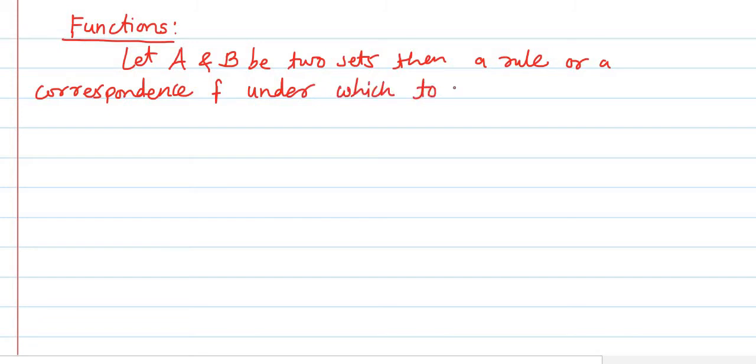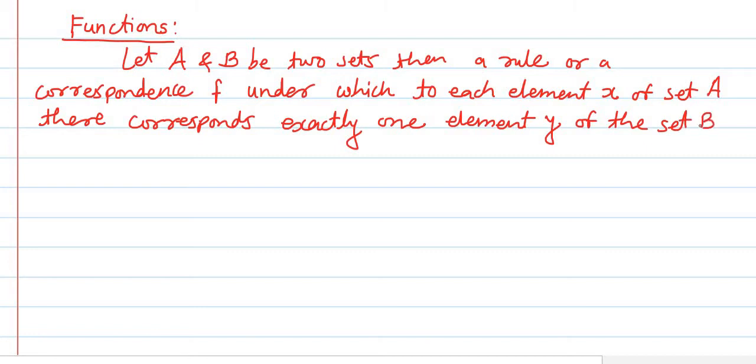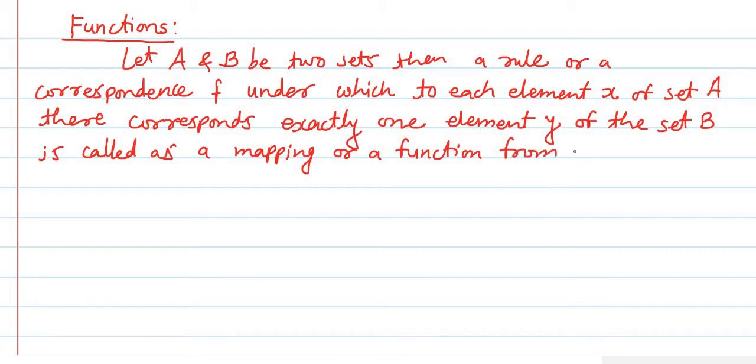to each element x of set A there corresponds exactly one element y of the set B is called a mapping or a function from set A to set B.